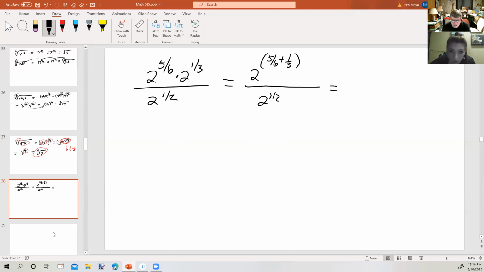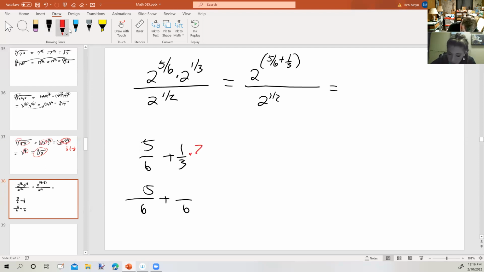Okay. But now I've got two fractions as part of the exponent, 5/6 plus 1/3. To add those, I need a common denominator of 6. So I'm going to multiply 1/3 by 2 over 2. So 5/6 plus 1/3 becomes 5/6 plus 2/6, which is 7/6. So now my numerator is that. And then the denominator we haven't done anything with yet.